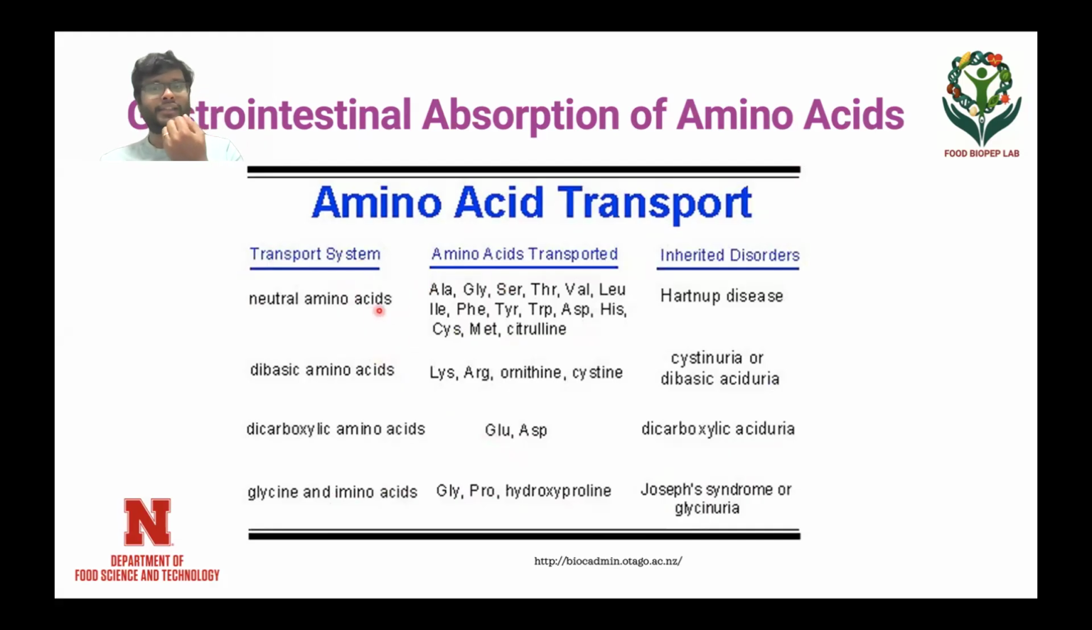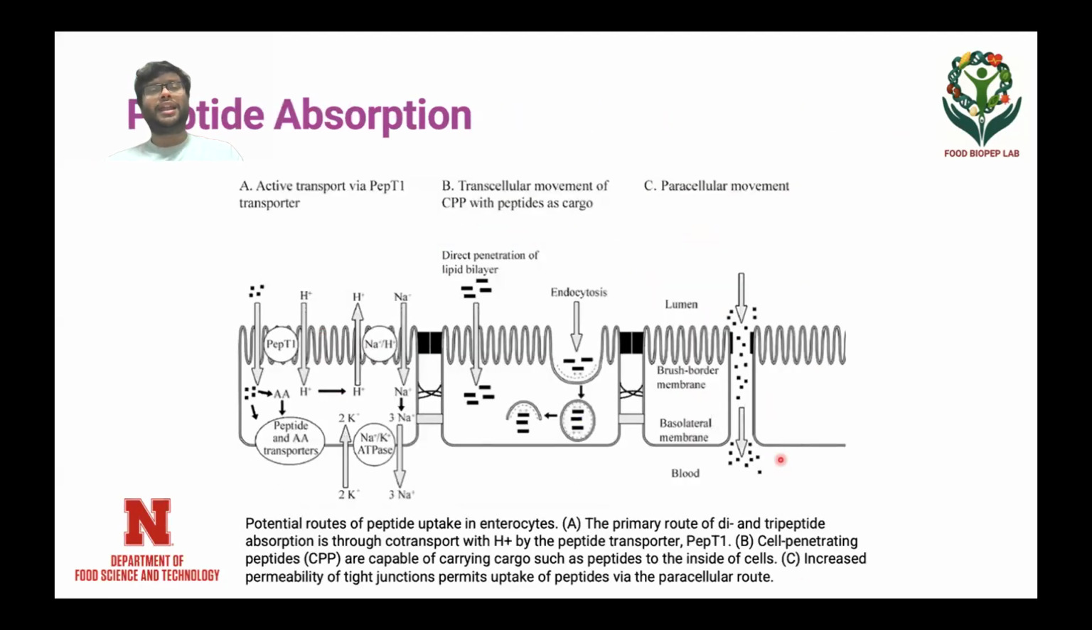For neutral amino acids, we have one kind of transporter. For dibasic amino acids and dicarboxylic amino acids, we have different transporters. So there are different ways these transporters are present. And if these transporters do not work properly, you have all of these diseases that I listed up here. So now, from amino acid to peptide.